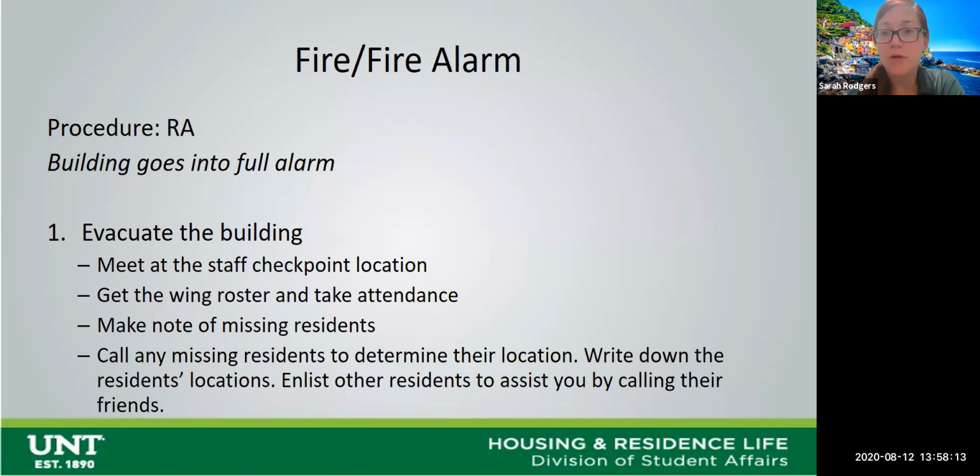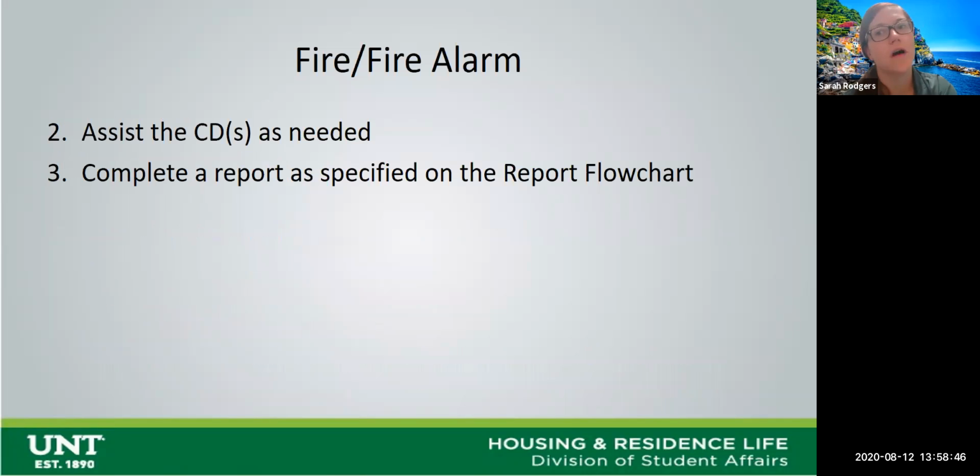The desk will be bringing a black box that has wing rosters and alpha roster, and you'll take the wing rosters to start trying to take attendance of your wing. Try to make note of any missing residents. We will start calling residents to determine where they're at. Maybe they weren't in the building in the first place. You know, they're off campus. They were in a class, whatever. We just want to make sure that we know where they're at. And if we can, we'll call friends. Of course, the CD will be on the scene at that point, assist them as needed. And then you're going to see this over and over and over again. Complete a report as specified on the report flowchart.